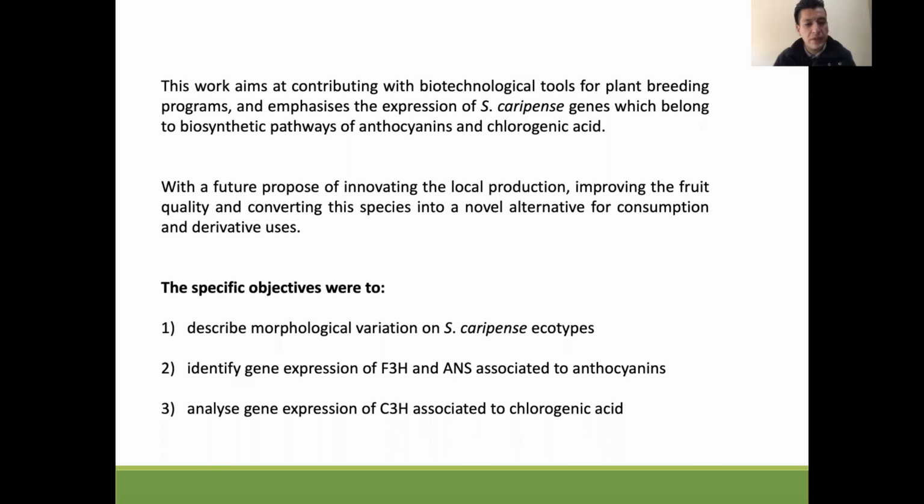The objectives are to describe morphological variation in Solanum caripense ecotypes, identify gene expression of F3H and ANS associated with anthocyanins, and analyze gene expression of C3H associated with chlorogenic acid.